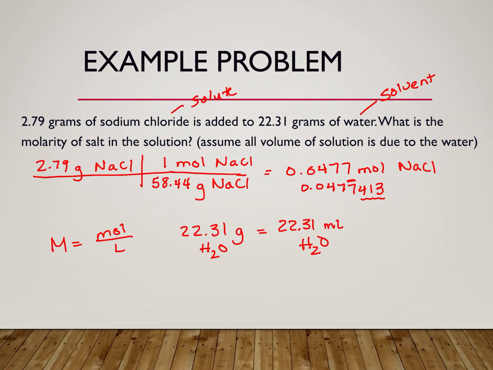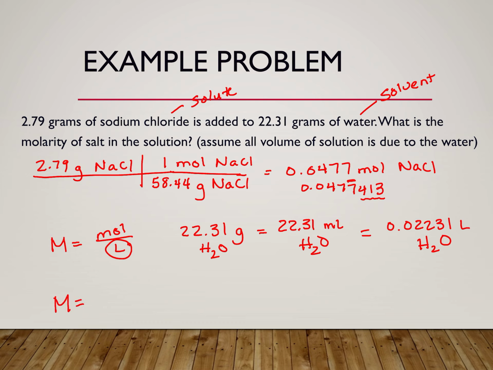Don't go doing that for other things. Like we can't do that for the salt because the density of salt is not 1 gram per milliliter, it's something else. Here in this problem, it's saying assume the volume of the solution is due to the water. So all of our volume, this liters on the bottom, that's going to be our liters of water. So we can go ahead and convert our milliliters into liters by dividing by 1,000. So now we have our liters of water, and we can go ahead and calculate our molarity.